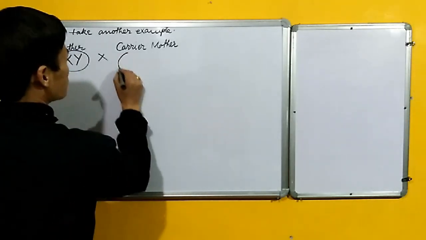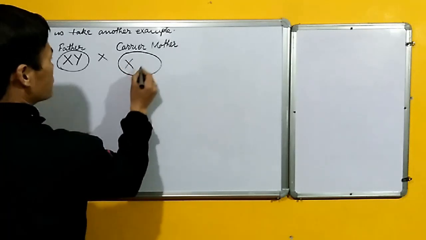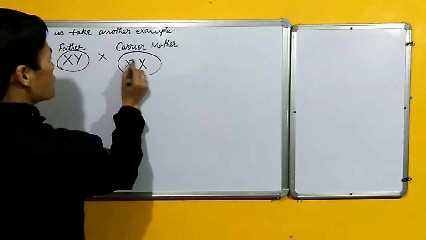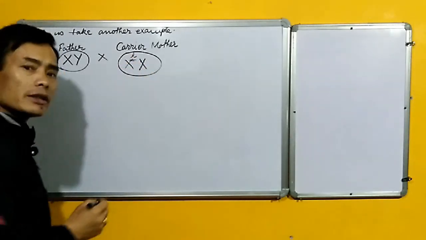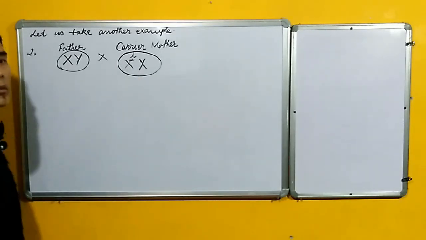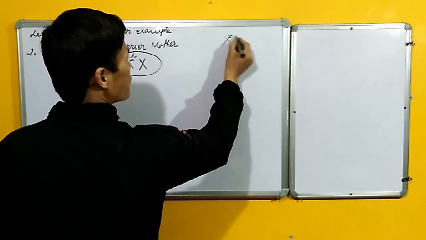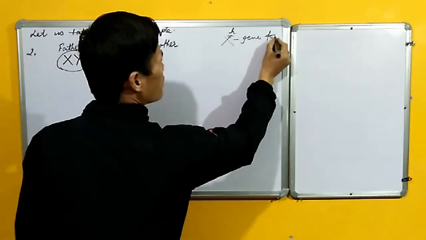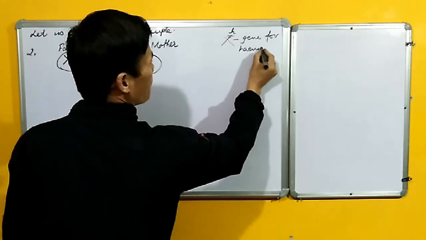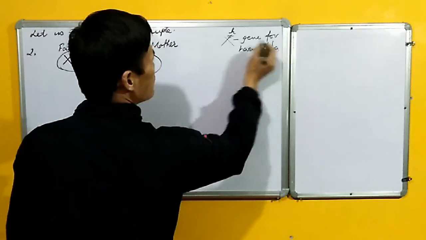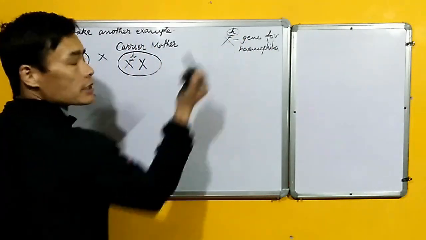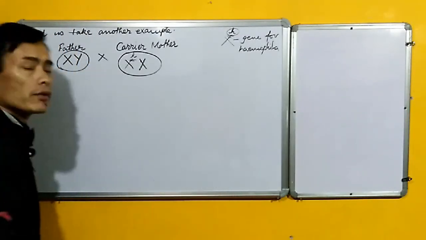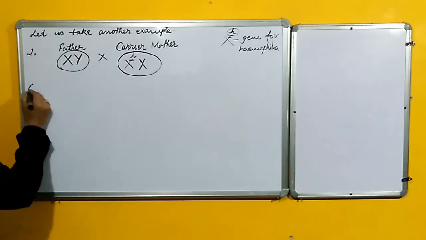So the mother will be X and X. And let us say one of the X chromosomes that she is possessing has a defective gene for hemophilia. So one of her X chromosomes has a gene for hemophilia. So this is the gene on this sex chromosome which causes the disease hemophilia. Now once again these two parents will produce gametes.